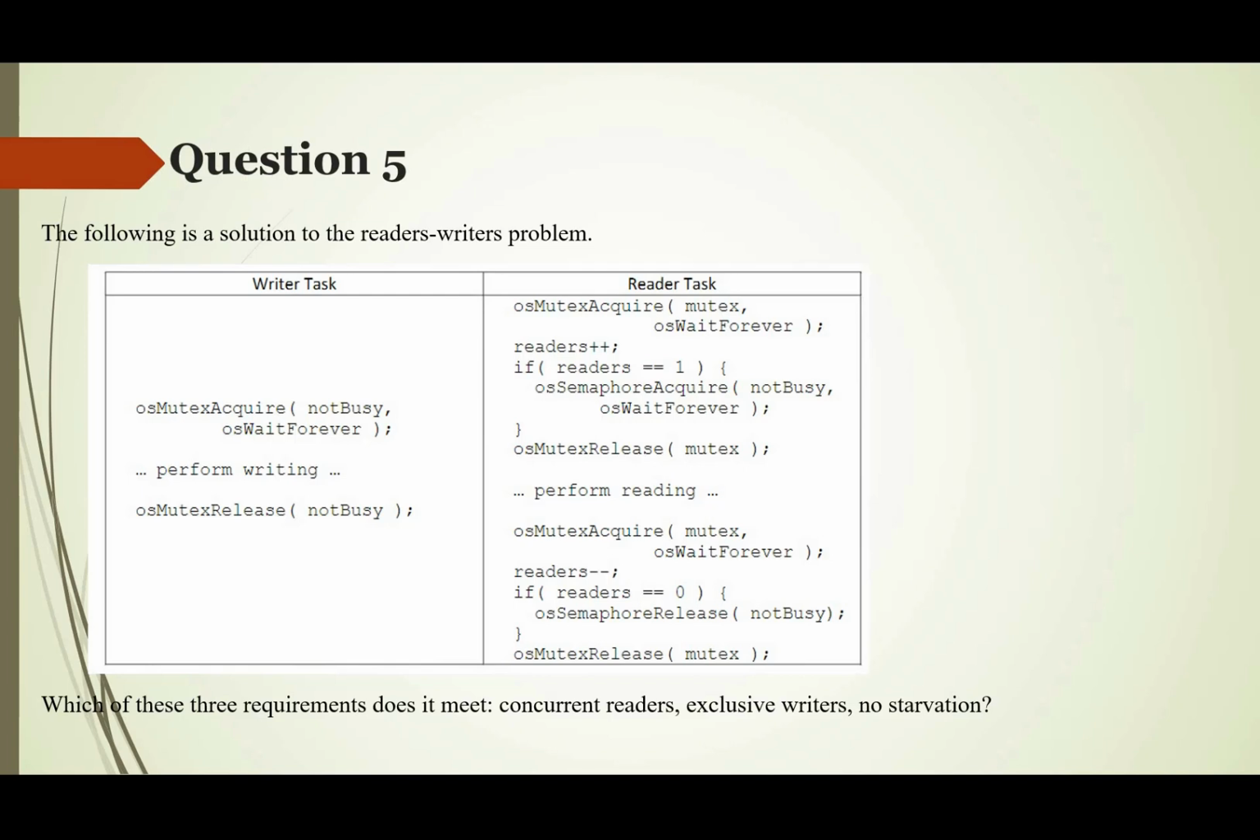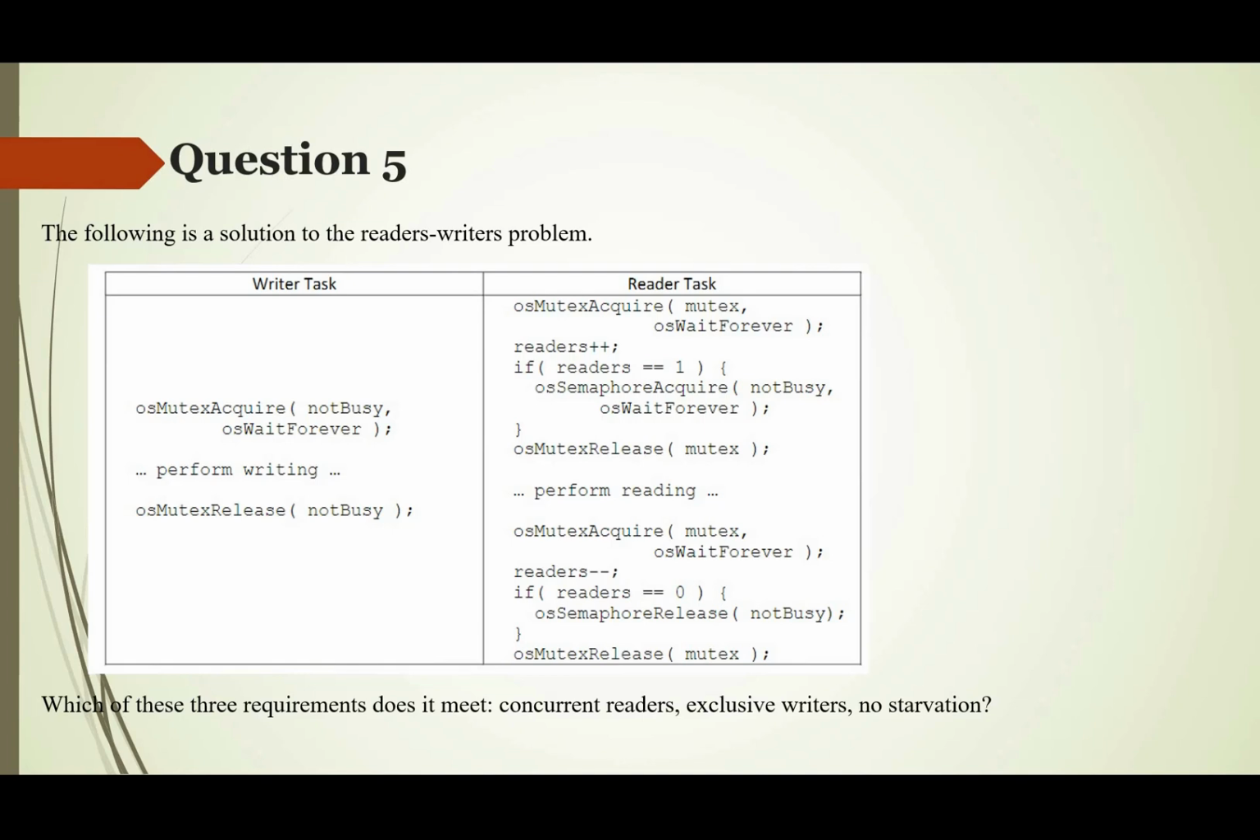However, in the reader tasks, we could have multiple tasks reading at the same time, right? So what it does is that it takes the mutex, and it increments the readers. If the readers is equal to 1, it means that it can acquire the semaphore, and then the mutex will be released, and it performs reading. Then we acquire the mutex and decrement the readers when we are done. If the readers is 0, it means that we can release the semaphore on the not busy and let the writer task go, right?